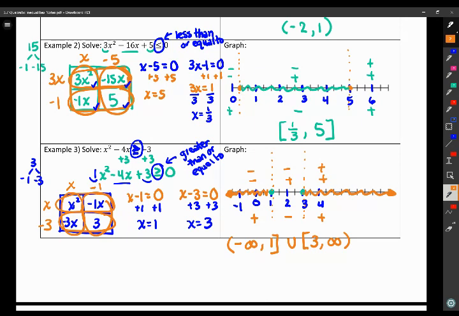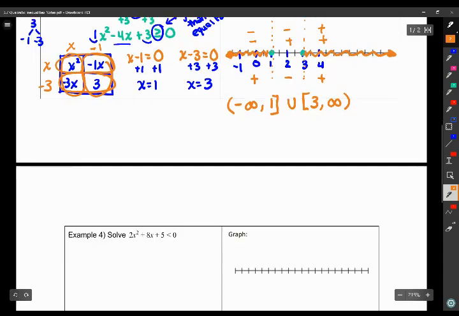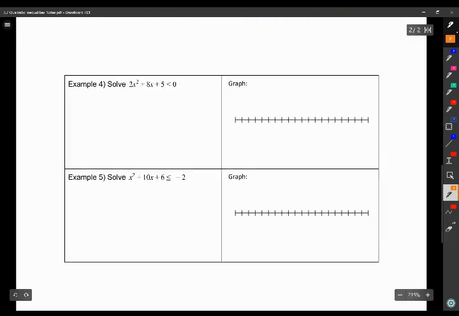All right, flip your paper over. So on the back, same idea. Very first situation, we're going to see, can I take something out because I have something other than a 1? So is there a number that goes into 2, 8, and 5? There's not. So now we're going to try to factor.